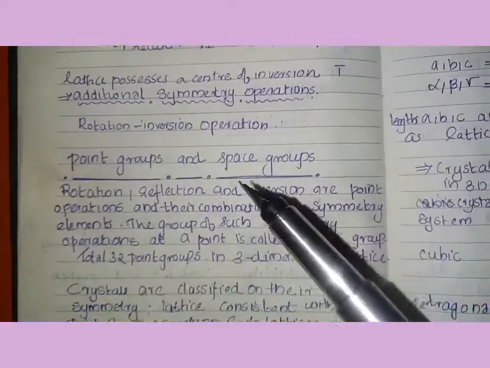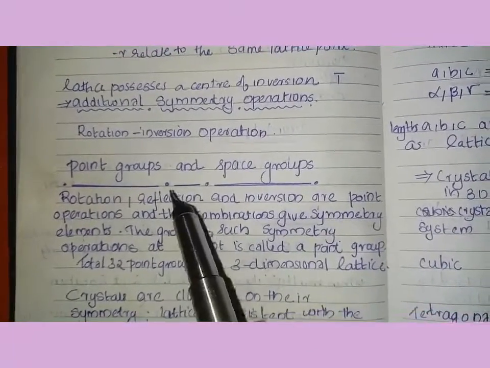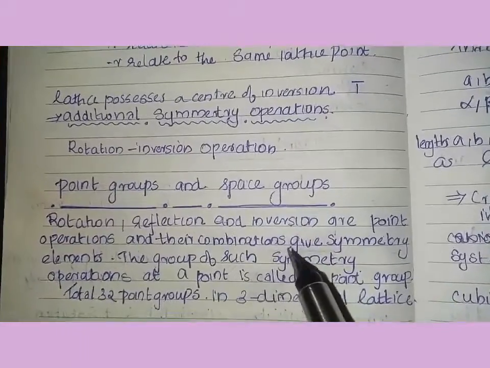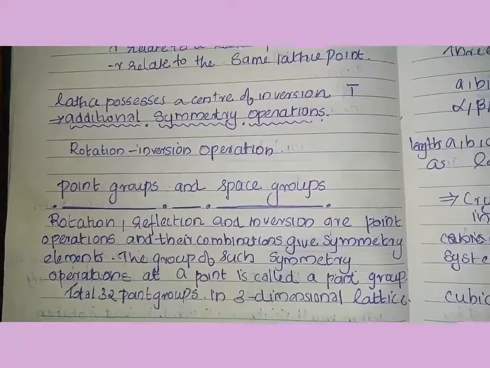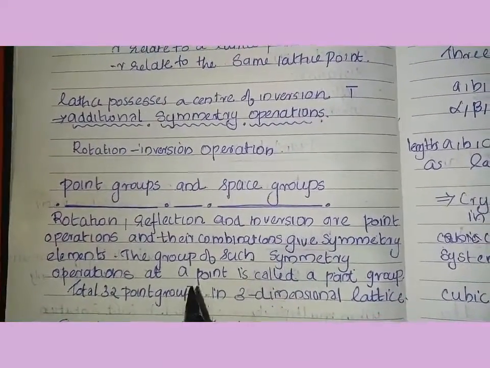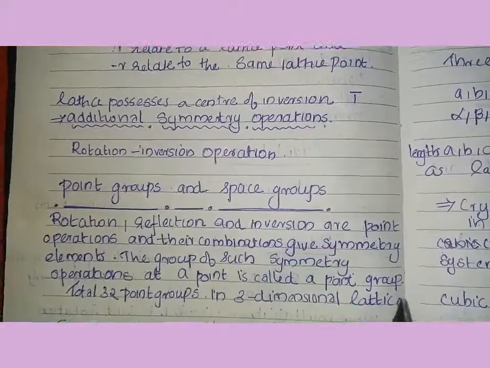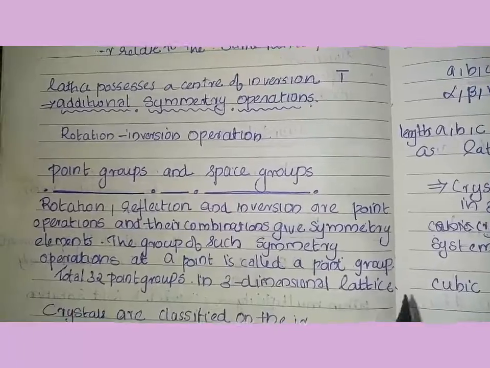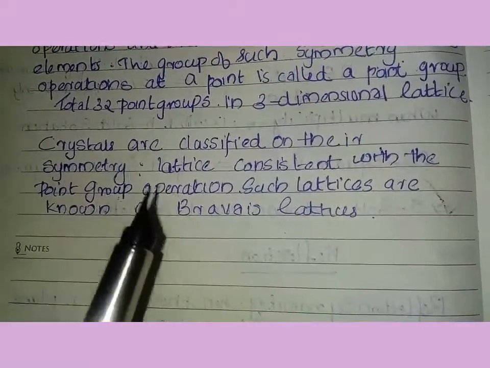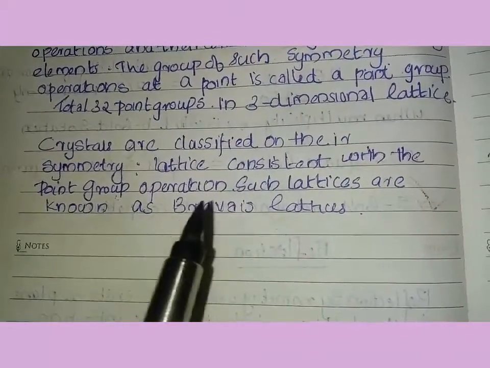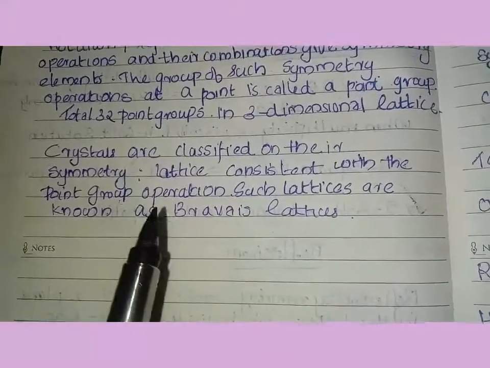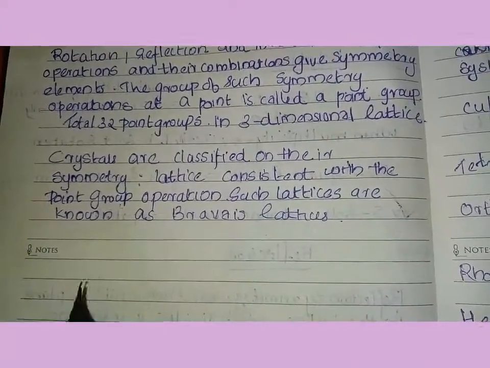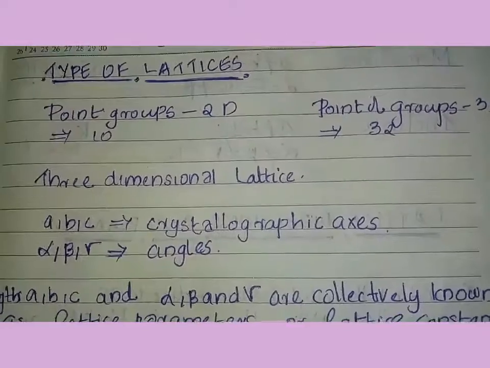Next we are going to the point groups and space groups. Rotation, reflection and inversion are point operations, and their combinations give symmetry elements. The group of such symmetry operations at a point is called a point group. We have a total of 32 point groups in a 3-dimensional lattice. Crystals are classified on their symmetry, with the lattice consistent with the point group operations. Such lattices are known as Bravais lattices. It is very important.